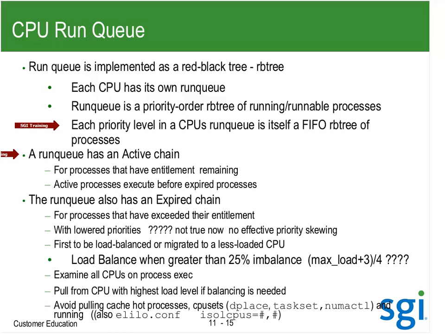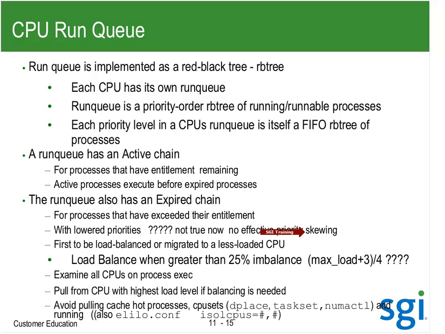Also, the run queue has an active and expired. Active are processes that have entitlement remaining, and active processes execute before expired. So always run an active before an expired. Now the expired are for processes that have exceeded their entitlement. And just put a line through this right now. There's no more any priority skewing. Instead of priority skewing, where you used to come in at 20 and go to 15 or 25, they have that runtime thing that was on the prior slide.